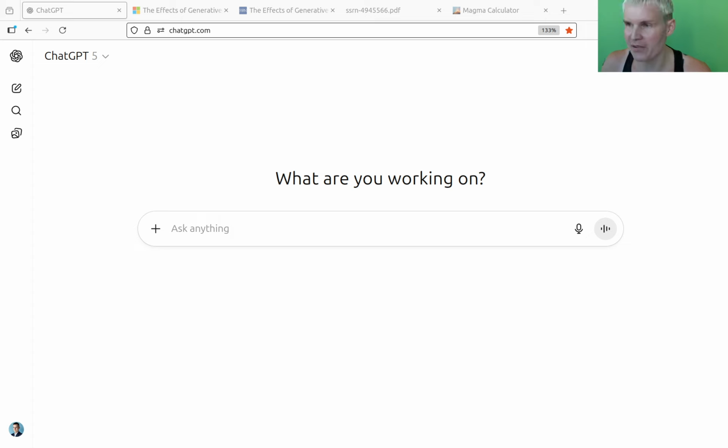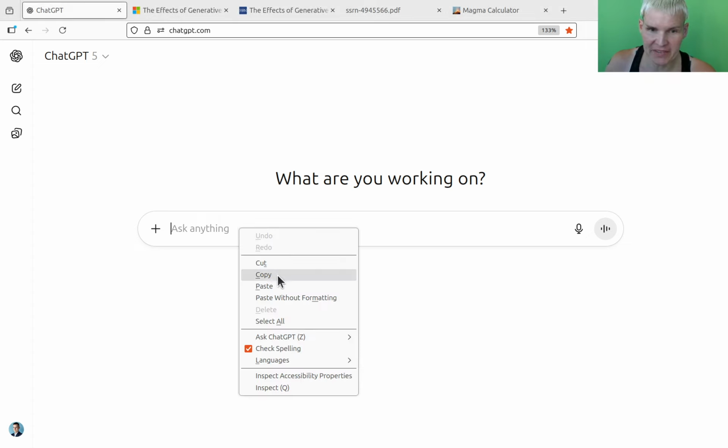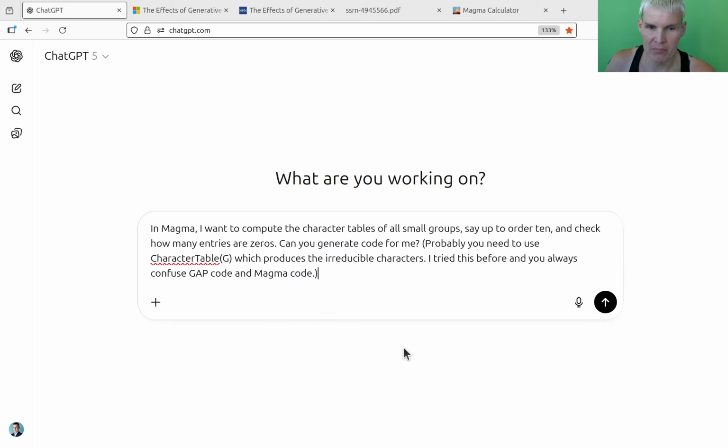Okay, let's try a live example. I hope this works now. I tried this several times, and it always got confused between GAP and Magma. I don't know why. Maybe that's just a bug. Usually it works really well. So in Magma, I want to compute the character tables of all the small groups, say up to order 10, and check how many entries are 0.